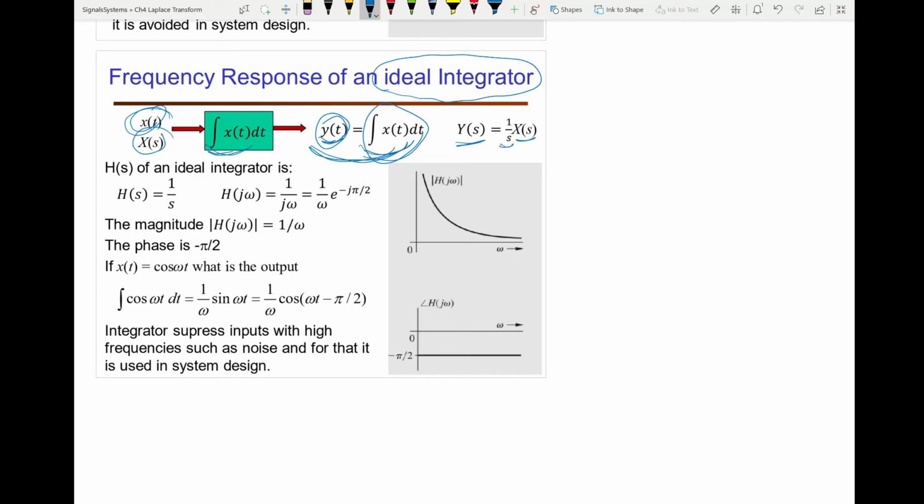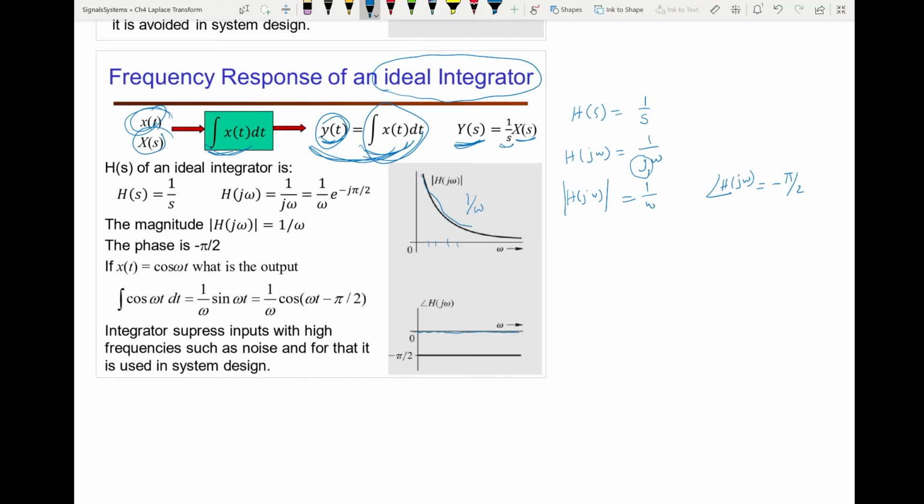If I want to find h of s, same thing again. I divide this by x of s and I will get 1 over s. If I want to find the frequency response, I replace s by j omega, so that will be 1 over j omega. The magnitude will be 1 over omega. And the phase will be minus pi over 2, because it's minus the phase of the denominator, so that's minus pi over 2. If I plot it for different values of omega, this is the magnitude, 1 over omega. And that's the phase.